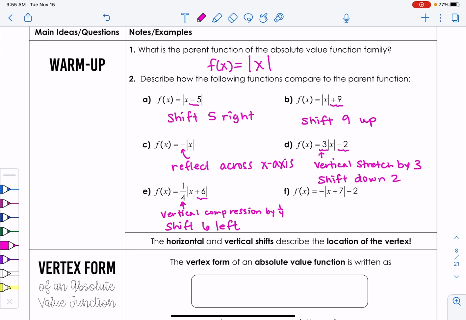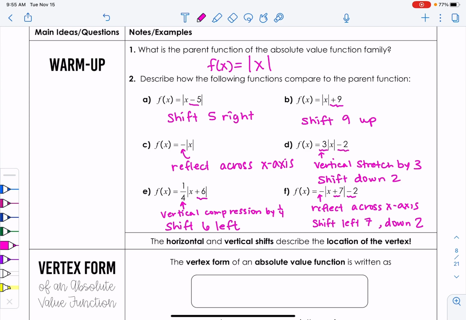Part F. We have 3 things. I see a negative in the front, a +7 inside, and a -2 on the outside. So start with the first piece. That minus or that negative on the outside is going to be just like part C. So that means we're going to reflect across the x-axis. We have that 7 on the inside, opposite of what we think because we're inside of our brain thinking about it. That's going to shift left 7. And then it's going to go down 2.